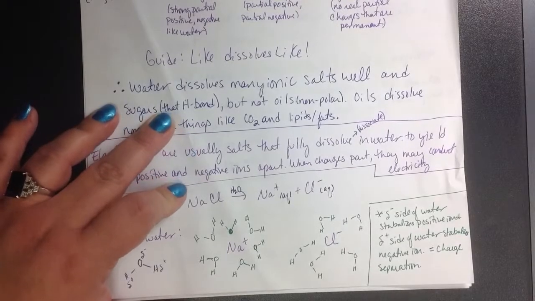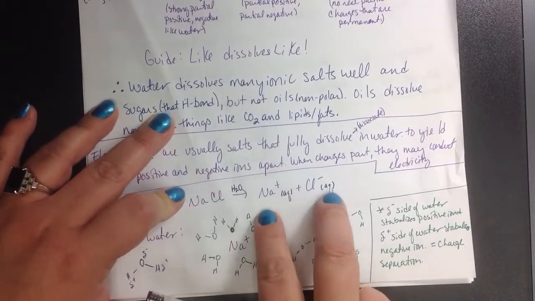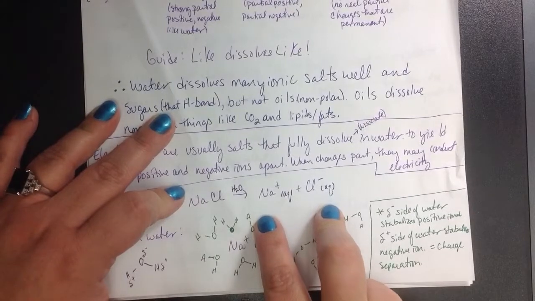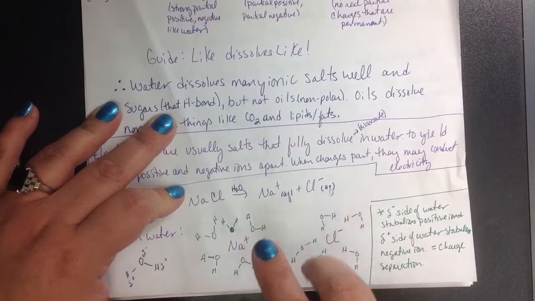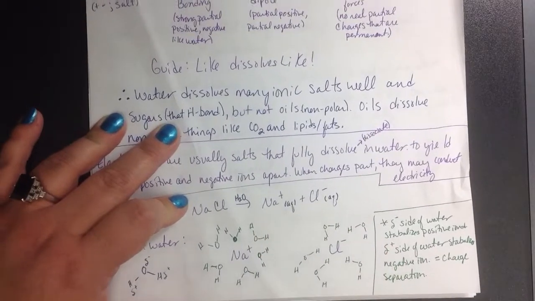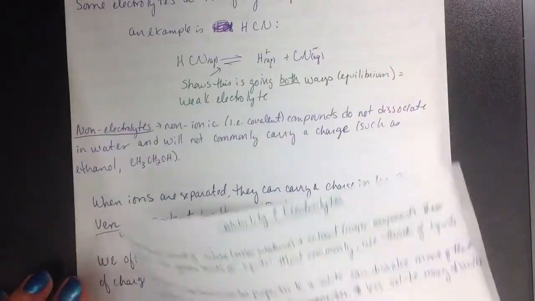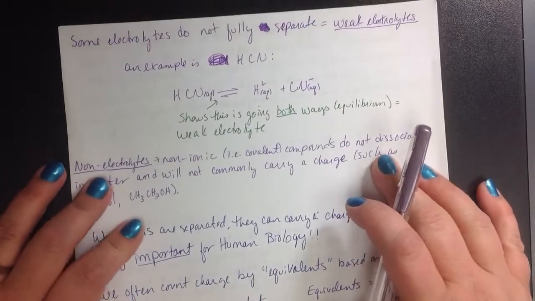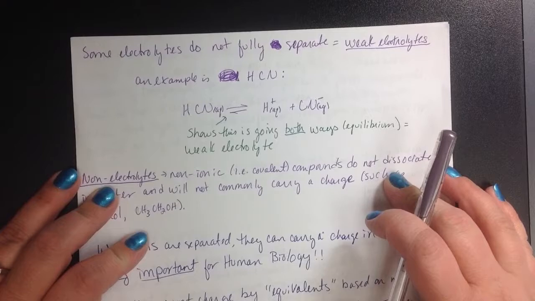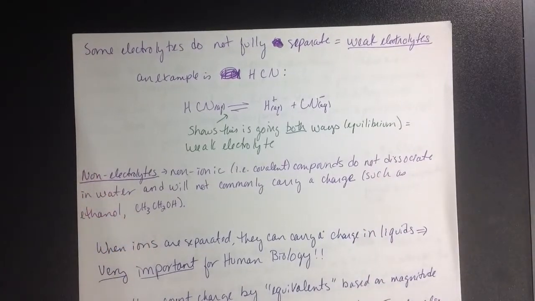Water dissociates or breaks apart ionic compounds. It does not break apart covalent compounds for the most part, unless it's something like an acid or a weak acid. Now, things that are weak electrolytes, we haven't talked about acids and bases yet, but things that are weak electrolytes tend to be weak acids or weak bases.